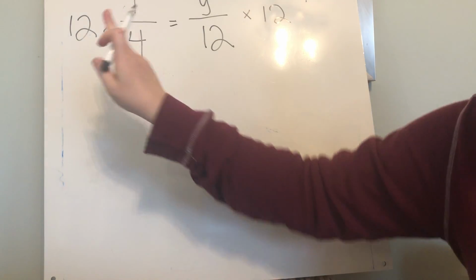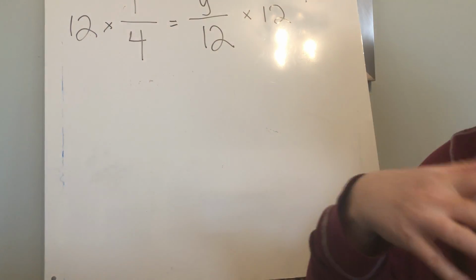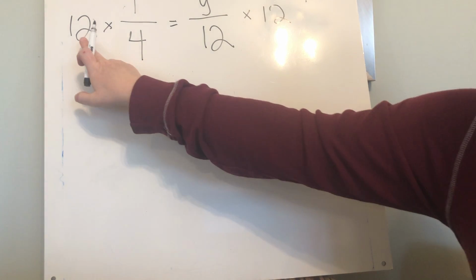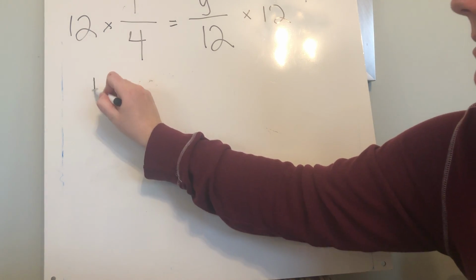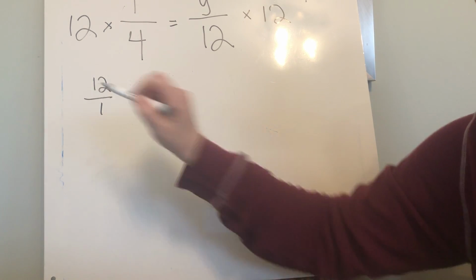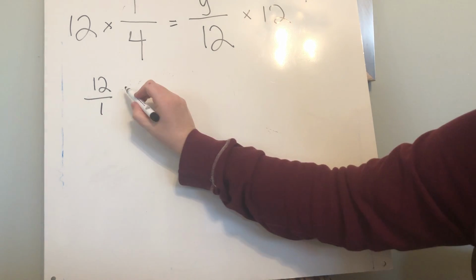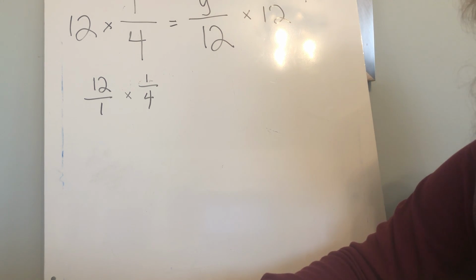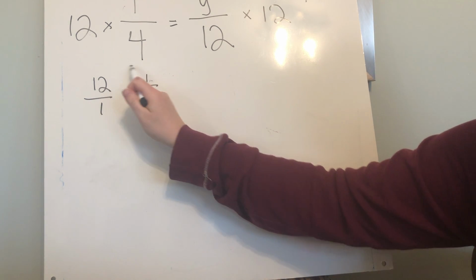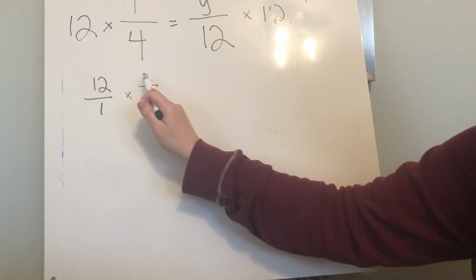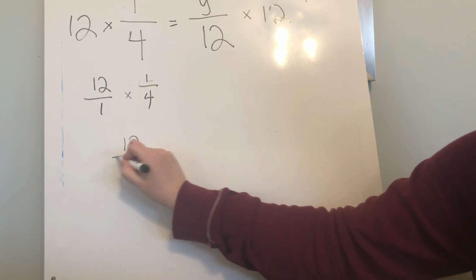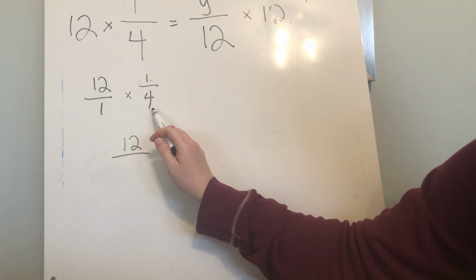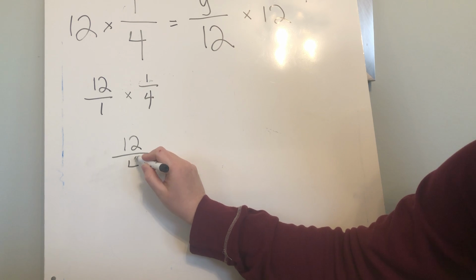Okay. 12 times 1/4 might look tricky, but we've done these kind of problems before in class. Remember, we're going to set 12 over 1. That's how we show a whole number in fraction form. And to multiply fractions, all you need to do is multiply the numerators. So 12 times 1 gives me 12. And then multiply my denominators. 1 times 4 gives me 4.